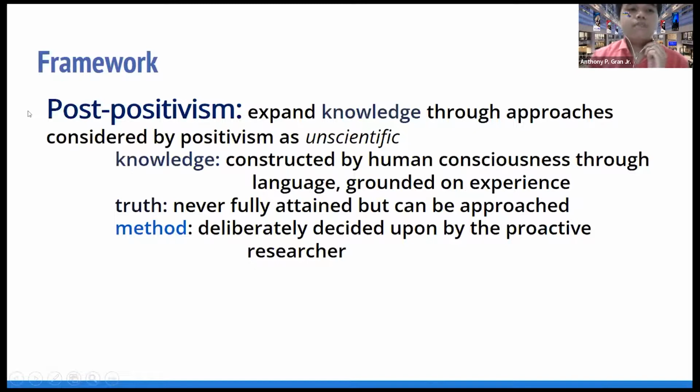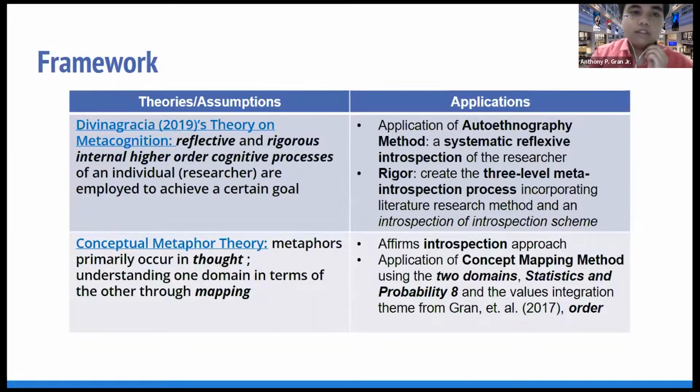Basically, the study made use of a post-positivist philosophy where knowledge is done through approaches considered by positivism as unscientific. The knowledge is constructed by human consciousness through language grounded on experience, and it acknowledges the reality that the truth can never be fully attained, but it can be approached. The methods here in this paper are deliberately decided upon by the proactive researcher. I've considered two theories, the theory on metacognition by Divina Gracia in 2019 and the conceptual metaphor theory, which were used to come up with the methodology that I'll be presenting later.